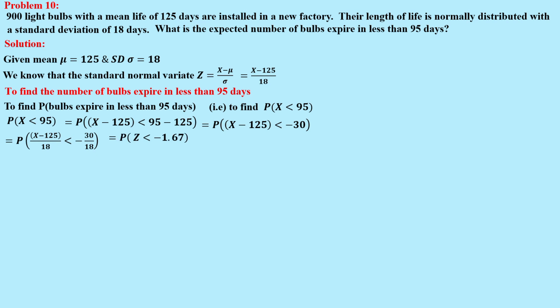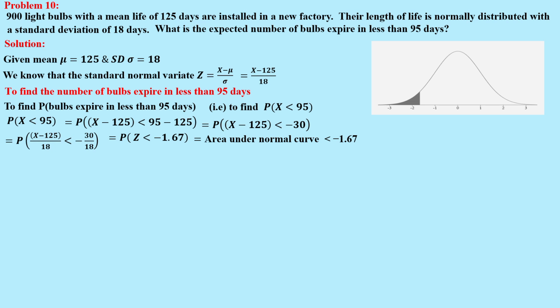But (x minus 125) by 18 is Z from the second line itself, right? So probability of Z less than minus 1.67. So the area under the normal curve less than minus 1.67, this is the area. This area can be written as the total left side area minus the area between minus 1.67 and Z equal to 0, right? If you want the standard region, take the whole left side area, then delete the left side area between Z equal to minus 1.67 and Z equal to 0, the white area, right?